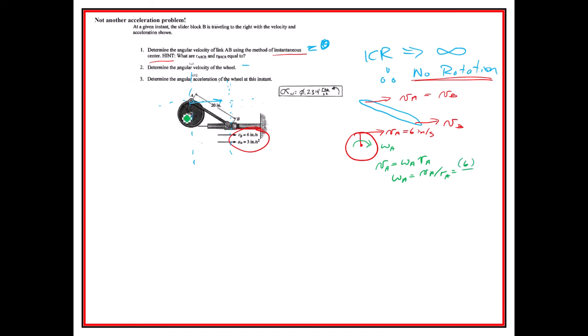The radius, you could barely read it. Be nice if you made that a little larger. That's 5 inches. So that's going to be 1.2 radians per second. And we know that it's going to be clockwise. So if we were being good, we would write that out, 1.20. Give it 3 sig figs, please.